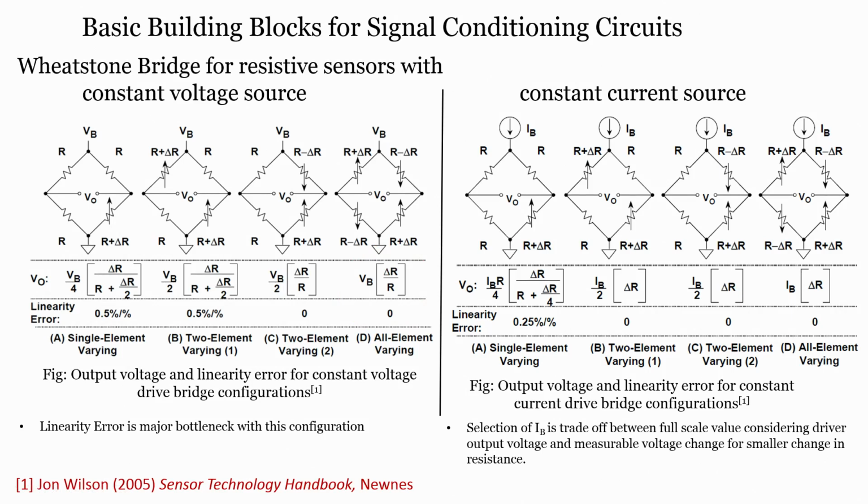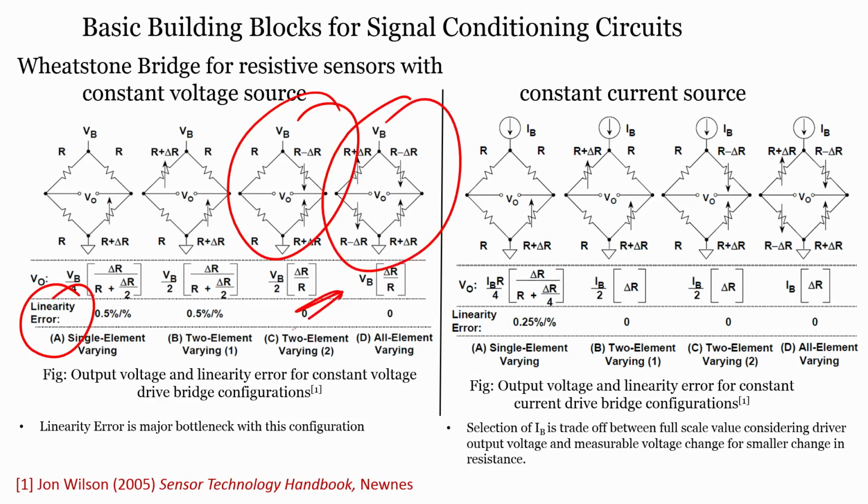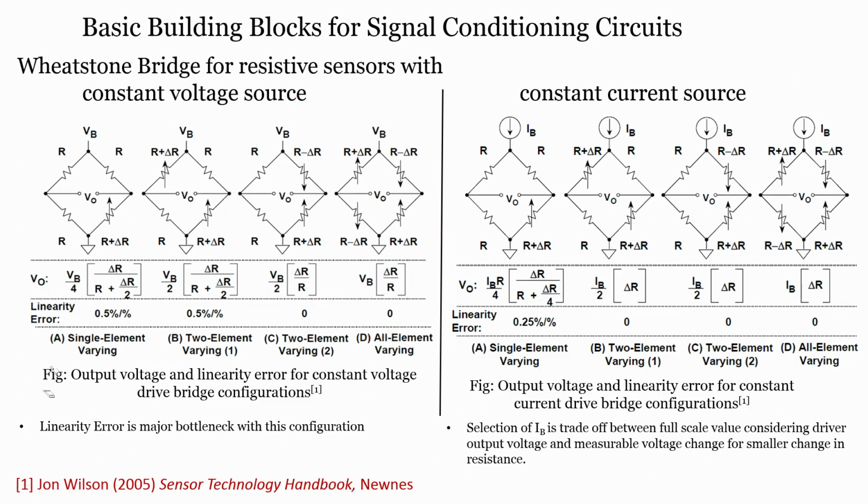The figure shows the output voltage and linearity error for constant voltage. You can see the linearity error in the case of this bridge as well as this bridge is 0. So, preferably we should go for a 2 element varying or all element varying bridge configuration. When you talk about constant current sources, then for the first configuration we have voltage equal to IB R by 4 into delta R by R plus delta R by 4, and the second configuration, which is similar to this one, we have IB by 2 into delta R.